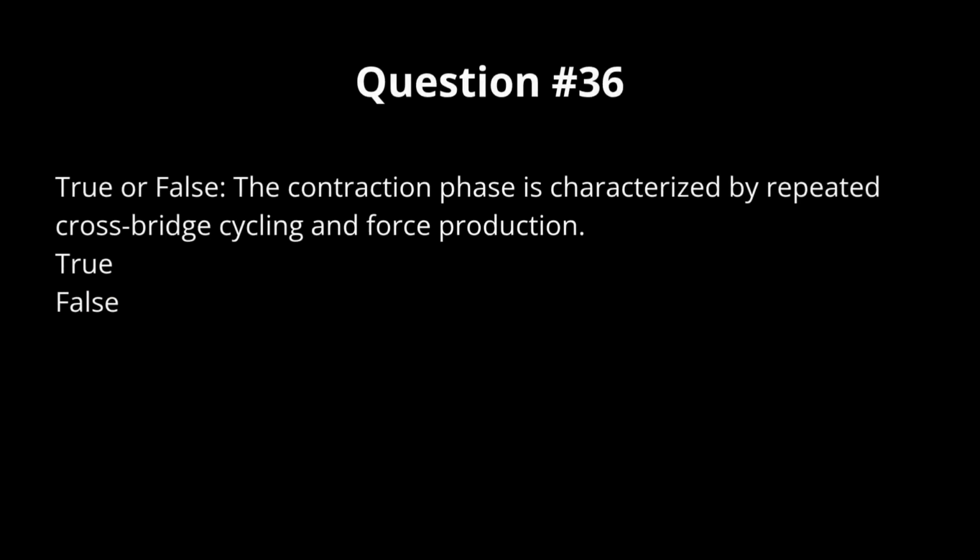Question number 36. True or false? The contraction phase is characterized by repeated cross-bridge cycling and force production. The correct answer is true. This phase involves the active interaction of actin and myosin, powered by ATP hydrolysis.